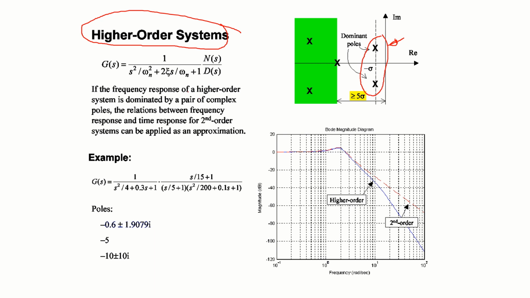If the frequency response of a higher order system is dominated by a pair of complex poles, the relation between frequency response and time response for a second order system can be applied as an approximation. Okay, that's what we mean by the poles, the roots which influence the system behavior. They are dominant poles. So even if you have a higher order system, we do not have to get into the detailed analysis of the higher order system. It is better to approximate it as a second order system and understand the behavior.